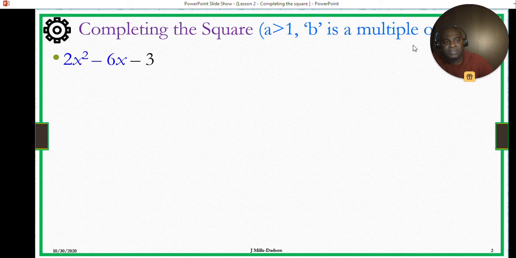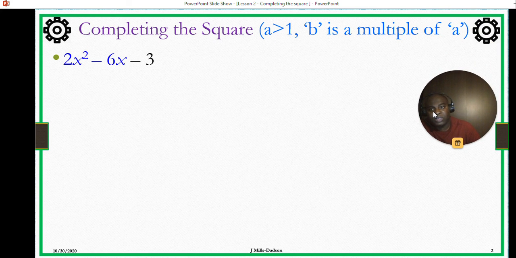We have an example, 2x squared minus 6x minus 3. We can see clearly that a is 2 and b, in absolute value, is 6, and now 6 is a multiple of 2. So this is the first one we're talking about, where b is a multiple of a.